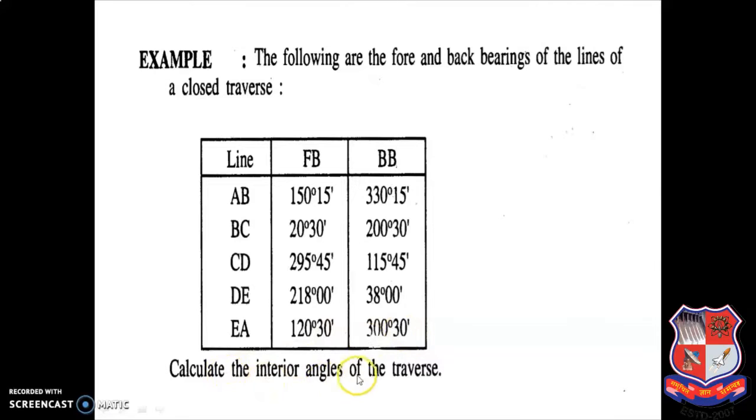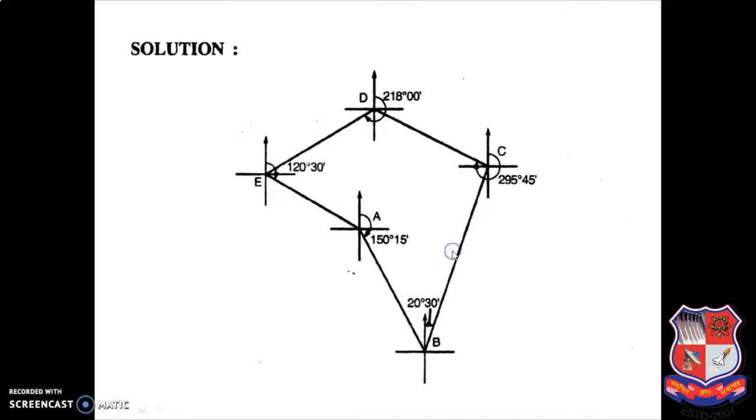Calculate the interior angles of the traverse. So this is your example. Now you have to solve this example. You have to calculate the included angles. So as I told you, first of all you have to draw the traverse. This is the basic step. This is the heart of the particular example.